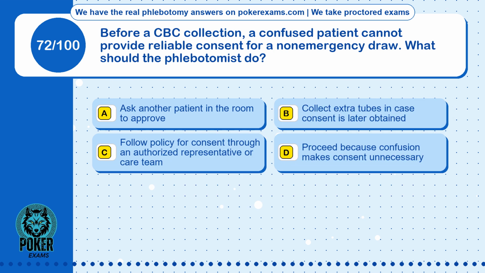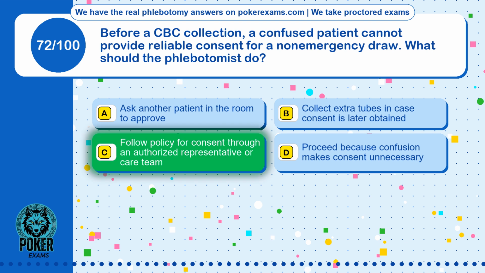Question 72. Before a CBC collection, a confused patient cannot provide reliable consent for a non-emergency draw. What should the phlebotomist do? Option A, ask another patient in the room to approve. Option B, collect extra tubes in case consent is later obtained. Option C, follow policy for consent through an authorized representative or care team. Option D, proceed because confusion makes consent unnecessary.